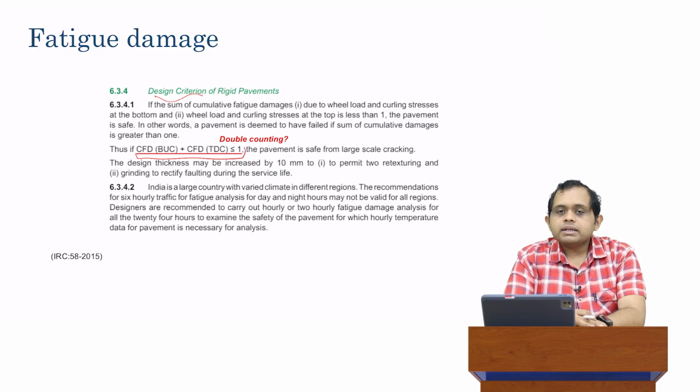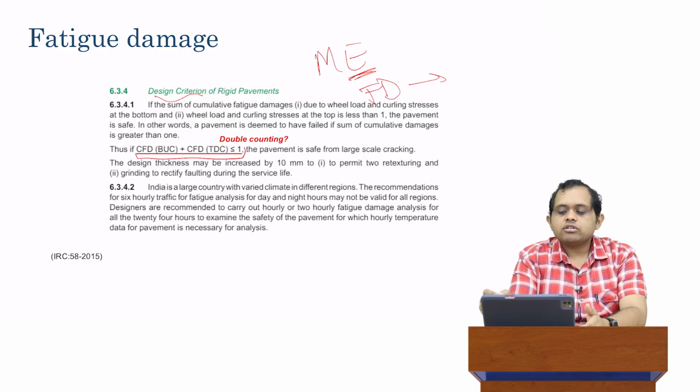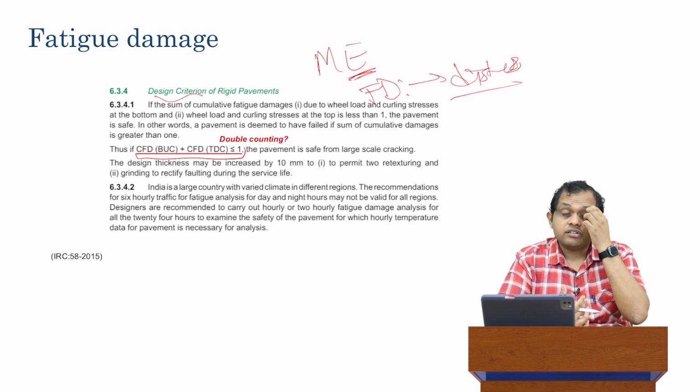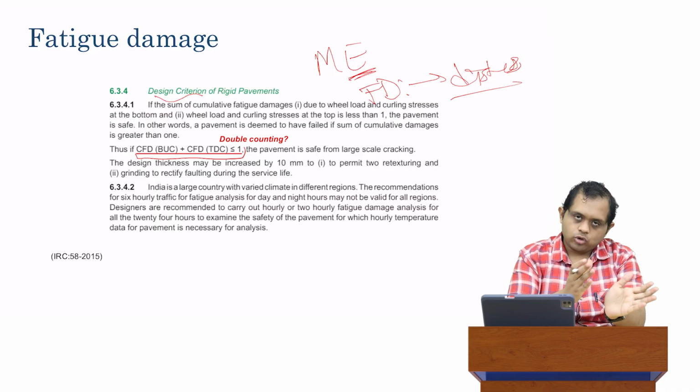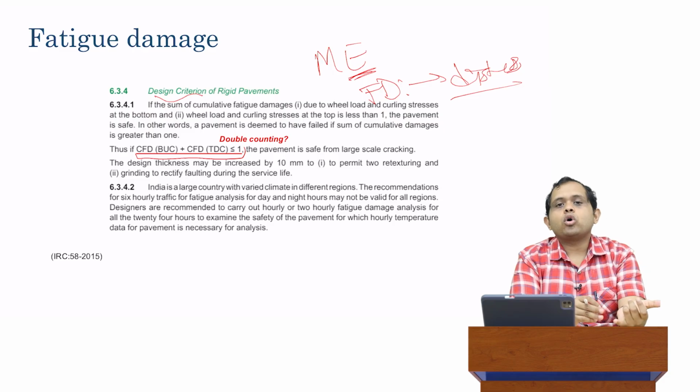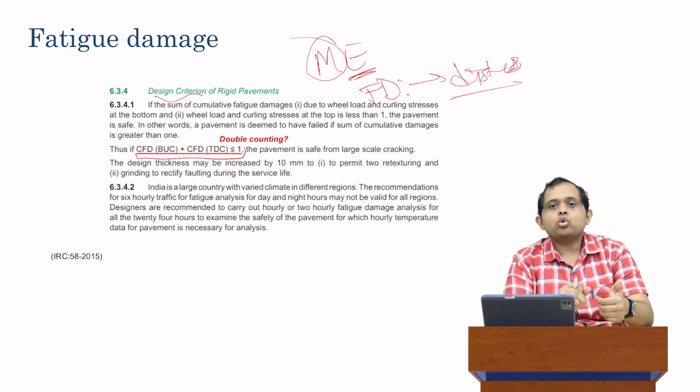Which brings me to probably the biggest deviation between MEPDG and IRC 58. MEPDG, the E part as I talked about, is taking fatigue damage and using a transfer function, it's converting it into a distress. We do not have such functions. We do not have transfer functions in IRC 58. So in IRC 58 and also IRC 37, by the way, for flexible pavements, we do not actually calculate distress. We do not quantify the amount of cracking, the amount of faulting, the amount of punch outs, etc. Those are not quantified.